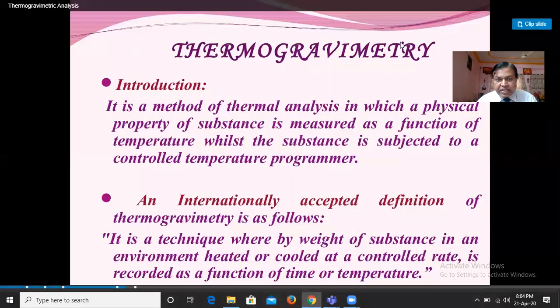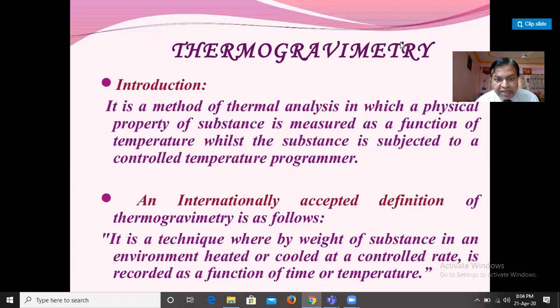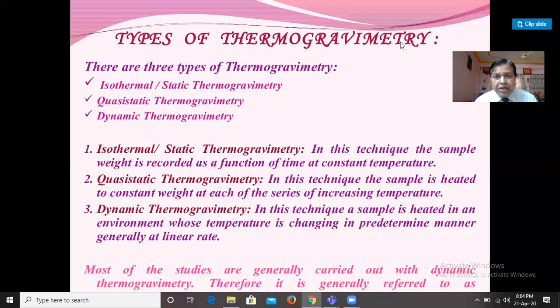An internationally accepted definition of thermogravimetry is as follows. It is a technique where the weight of a substance in an environment heated or cooled at a controlled rate is recorded as a function of time or temperature. This is the actual definition of thermogravimetry. Types of thermogravimetry: there are three types of thermogravimetry: isothermal or static thermogravimetry, quasi-static thermogravimetry, and dynamic thermogravimetry.